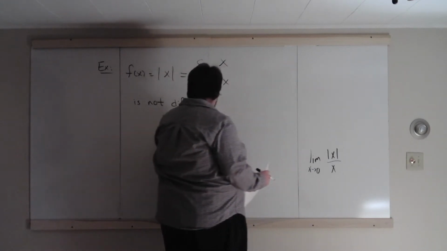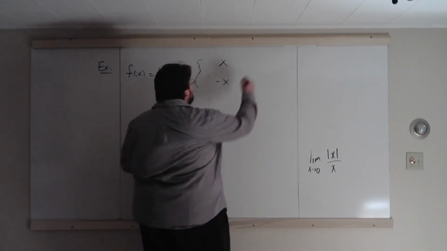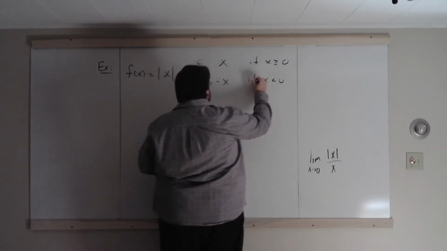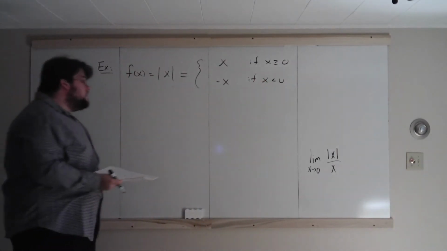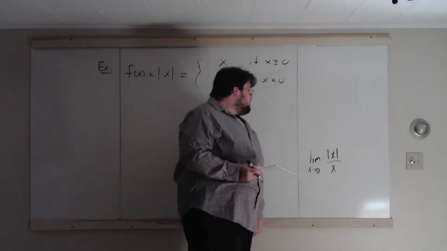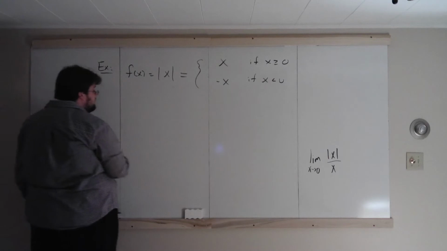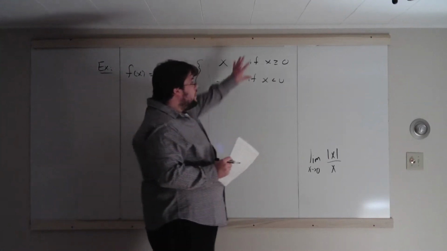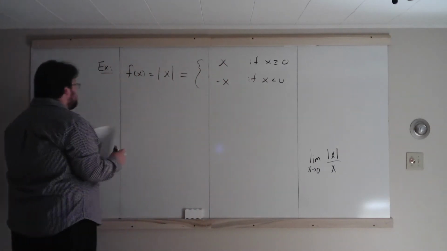I should probably leave that definition up here. So I'm going to do that. If x is greater than or equal to 0, if x is less than 0. We want to show that that limit does not exist. Well, you try substituting. You get 0 over 0. When you get 0 over 0, we're going to do some algebra. But in this case, we're actually going to look at both sides of 0 because the absolute value function is defined differently on both sides of 0.